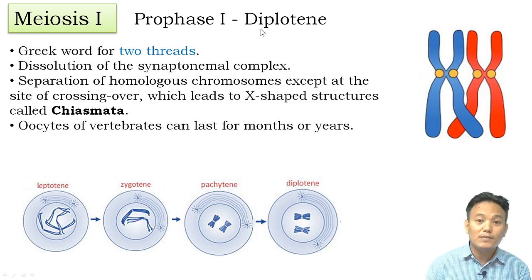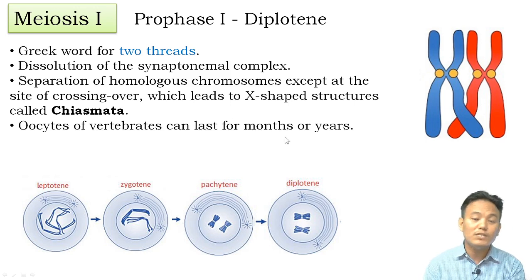Chiasmata forms in Diplotene. In vertebrates, in the oocytes of the vertebrates, the Diplotene stage can last for months or years. For example, in human reproduction, in human females, egg meiosis begins in the fetus, and oogenesis happens in the ovary, but meiosis is not completed and the egg is not produced. It remains stuck at Diplotene, so in vertebrates the oocytes can remain in Diplotene for months or years.